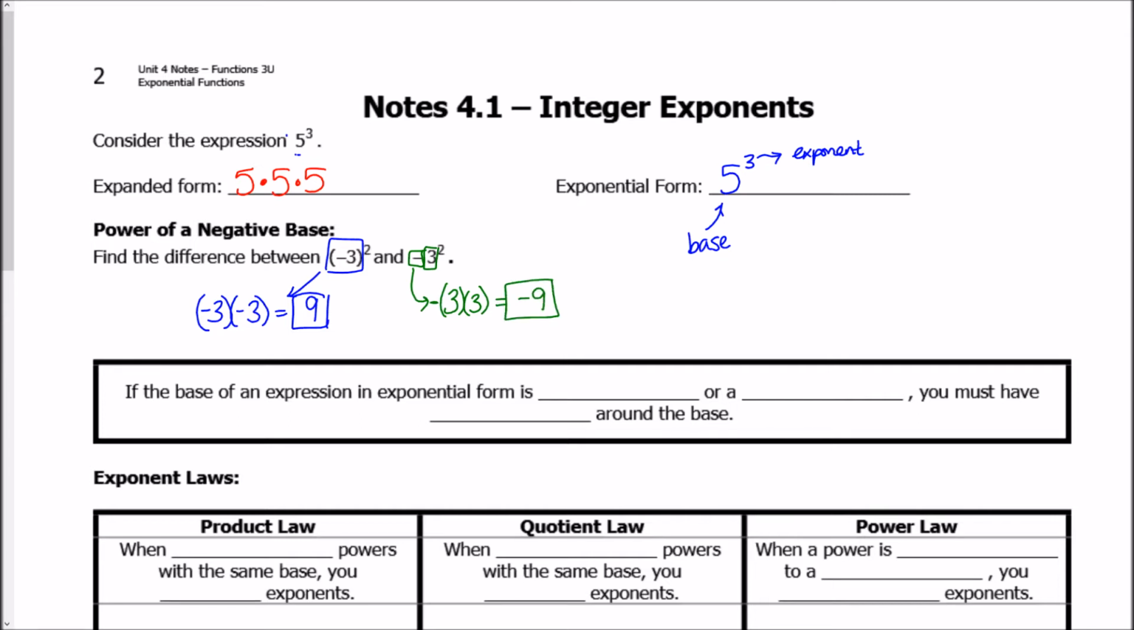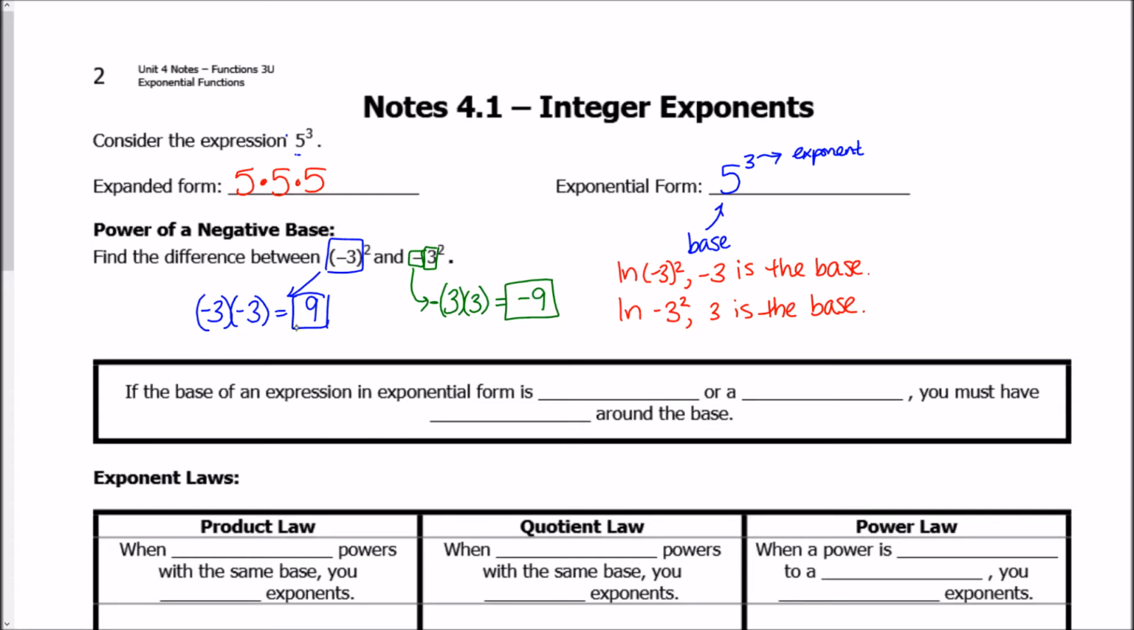So the difference that we have here is that in (-3) to the power of 2, -3 is the base. In -3 without brackets to the power of 2, 3 without the negative is the base.